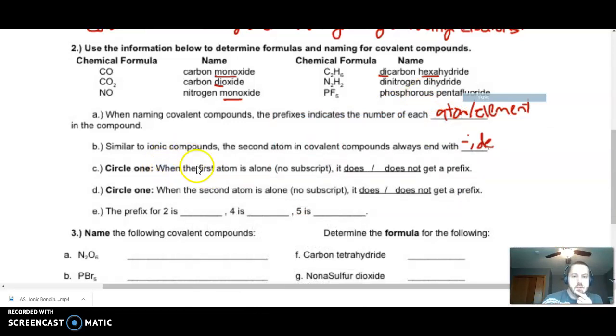Question number 3, when the first atom is alone, that is no subscript, so we can see here, CO, okay, it's alone, there's no subscript, and we didn't put a prefix on there. NO, it's alone, we didn't put a prefix. CO2, we didn't put a prefix, but if we come to this side, when it said C2, we did actually put a prefix on there. N2, we said dinitrogen. So when the first atom is alone, it does not get a prefix.